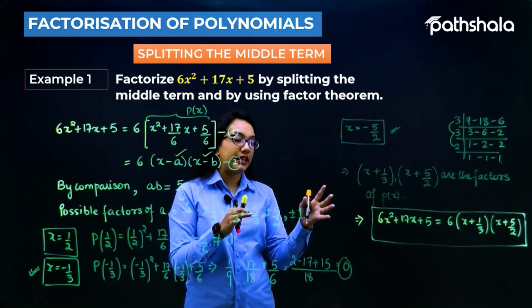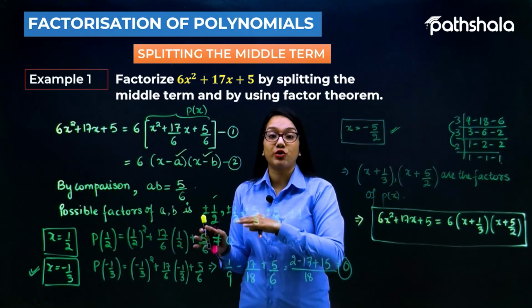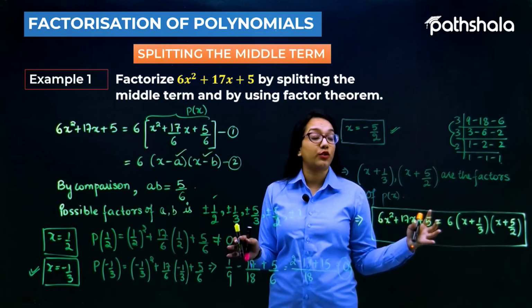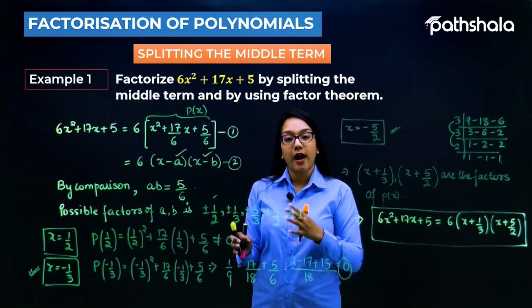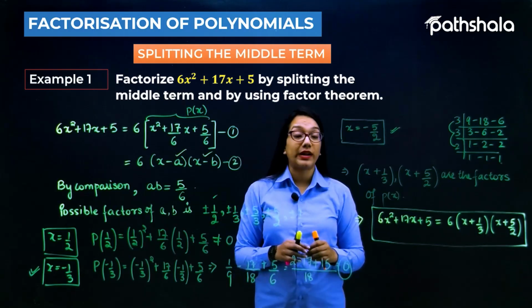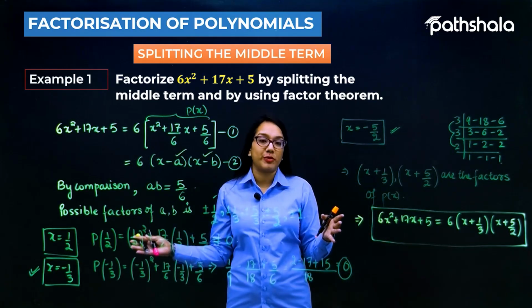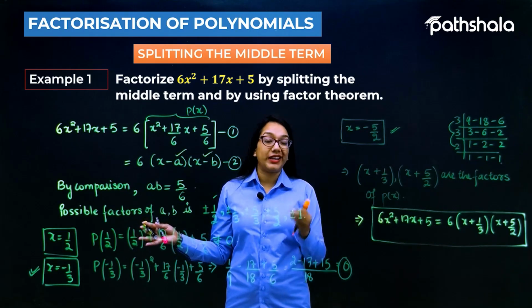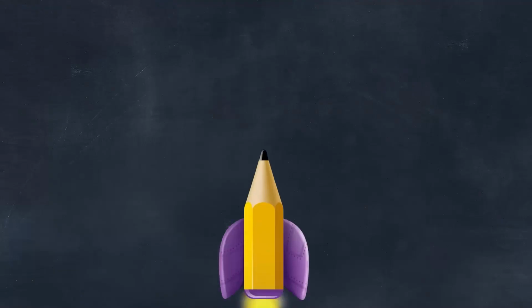I definitely say that this is a lengthier method than splitting the middle term. That is why we mostly follow splitting the middle term rather than the factor theorem, because it is quite a lengthy method in which we have to check whether all of these factors satisfy this polynomial or not. So in place of the factor theorem, we always go for splitting the middle term. Now let's see more examples with the help of splitting the middle term, where we can find the factors of the polynomial.